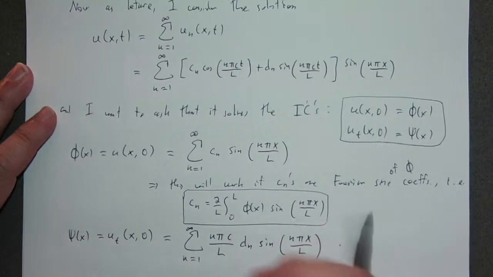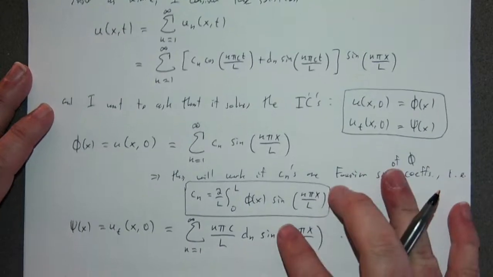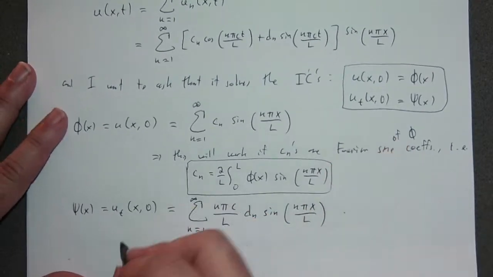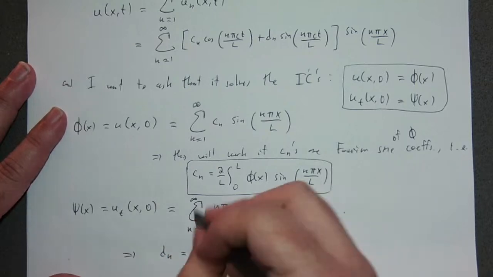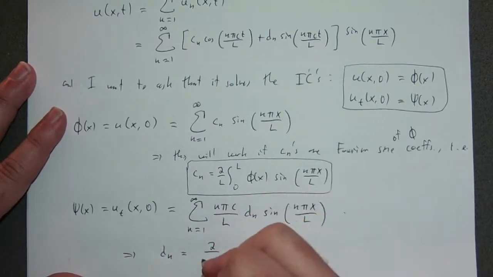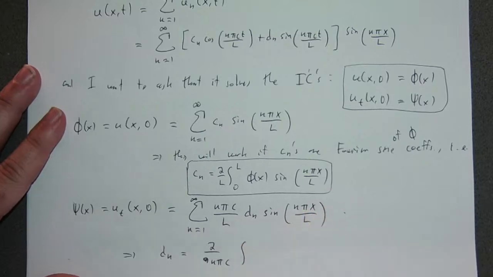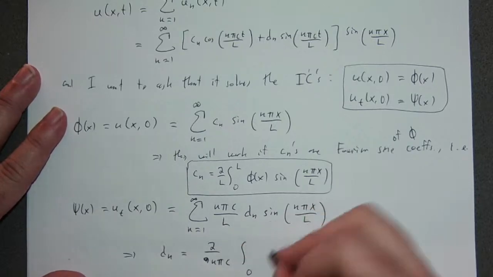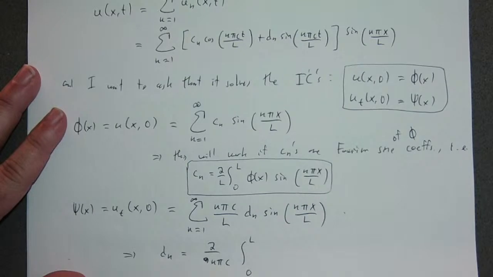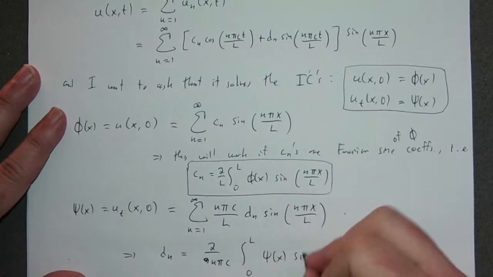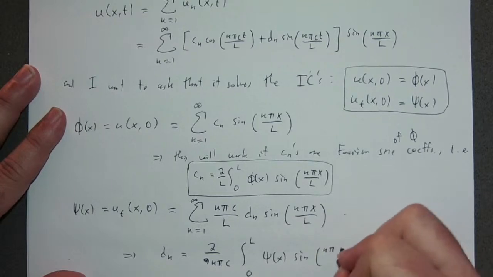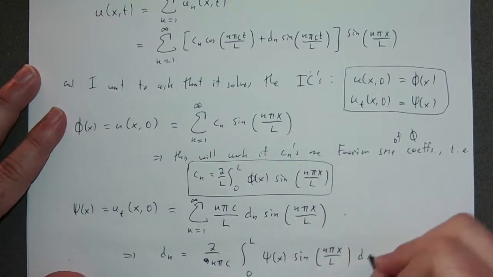We could reindex this if we want to and divide later. So let's actually do that, right? So d sub n is going to be 2 over n pi c, right? So 2 divided by n pi c times the integral from 0 to L of c of x sine of n pi x over L dx.